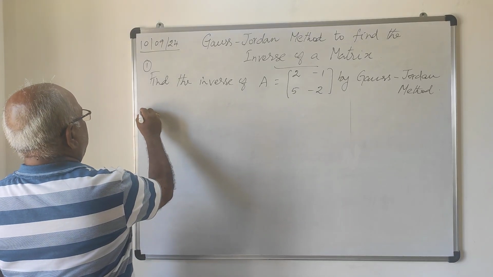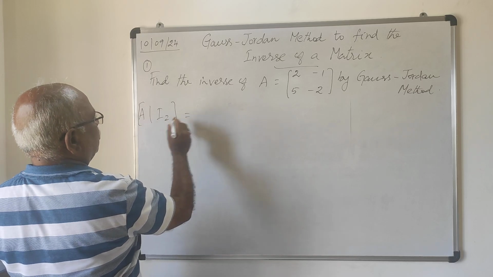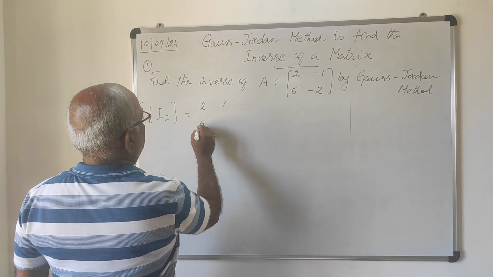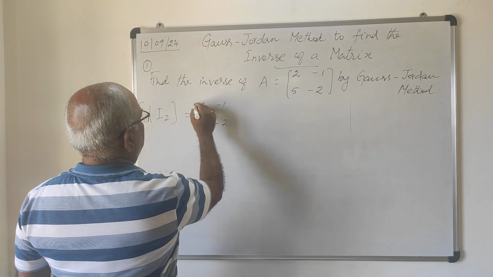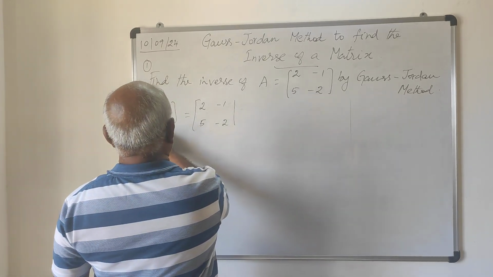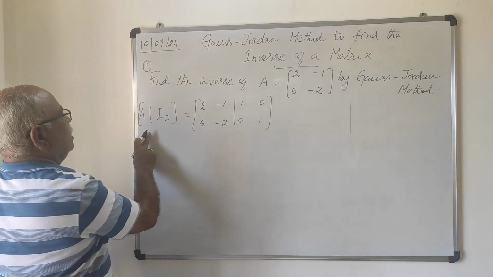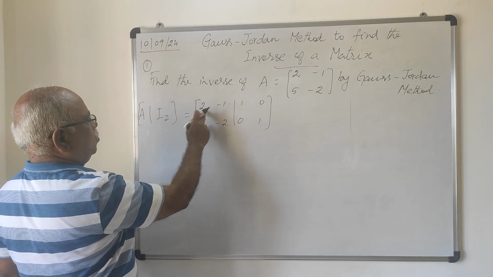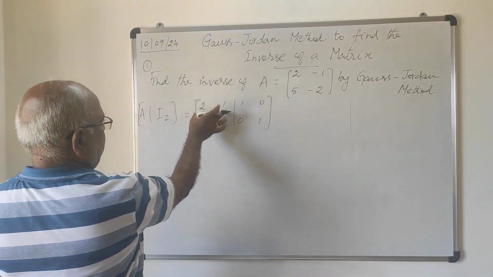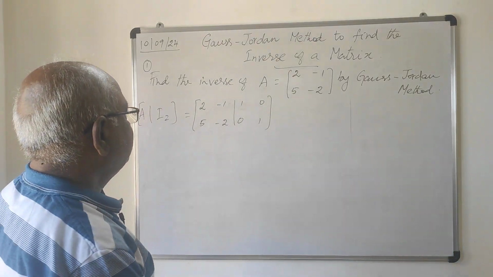You know, the Gauss-Jordan method is A into I2, because this is a matrix of order 2. Therefore, A is 2 minus 1, 5 minus 2, and I2 is the identity matrix 1, 0, 0, 1. You convert this A into I, and automatically this I becomes the inverse of the matrix A.